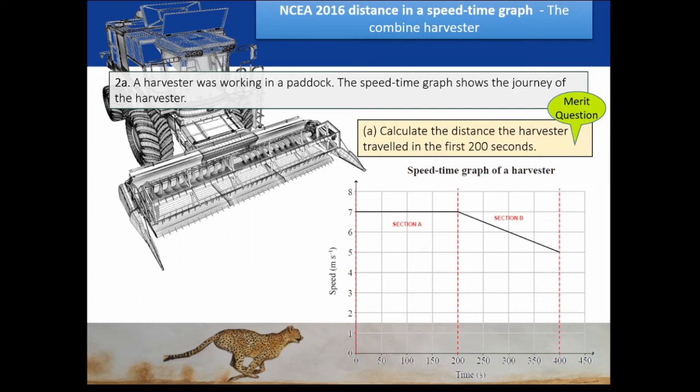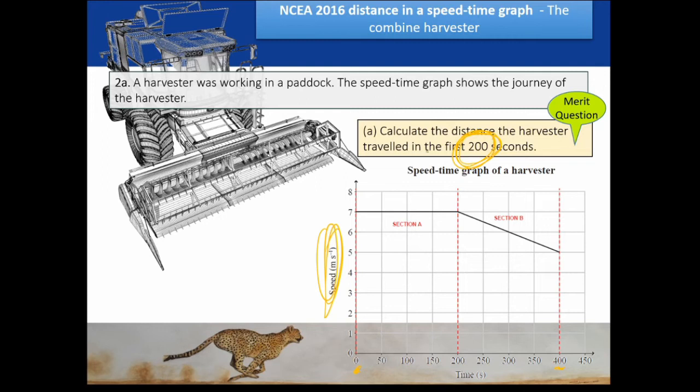Now let's look at the harvester. Okay, so a harvester was working in a paddock. The speed time graph shows the journey of the harvester. Calculate the distance the harvester traveled in the first 200 seconds. Now look carefully at what they've given you. Where does our time run from? It runs from 0 all the way through to 400. What is our question? 200.